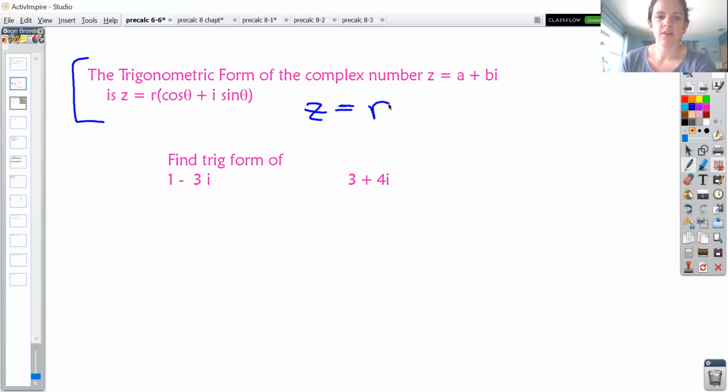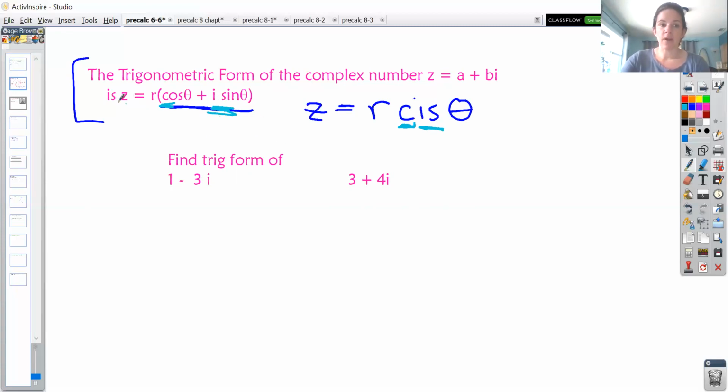So r is r, and then instead of cosine theta plus i sine theta, you can actually write that as cis theta. And cis is not some other trig function or something like that. It stands for those two terms, cosine theta plus i times the sine of theta. And so that's what our cis theta represents.